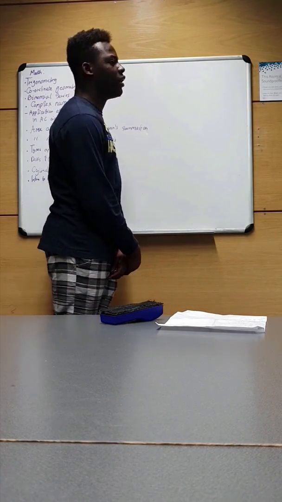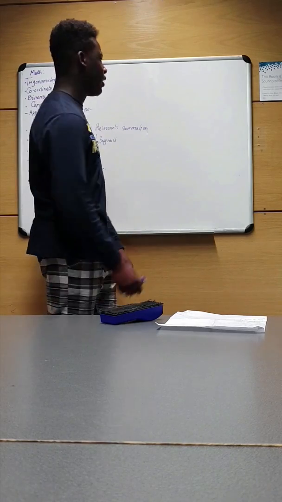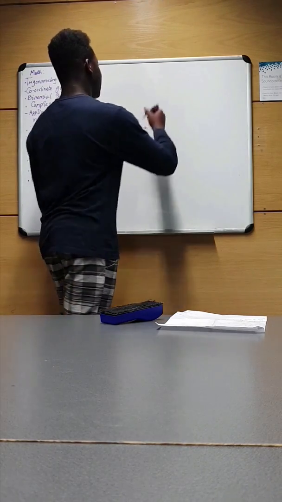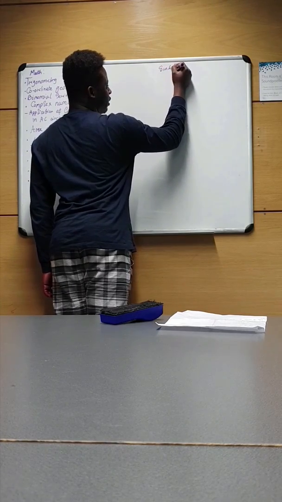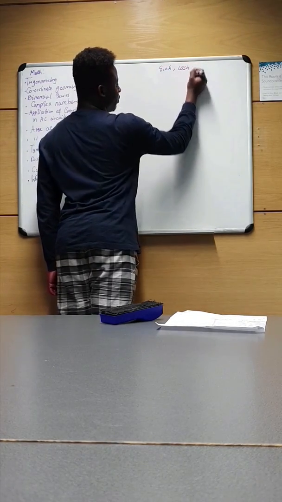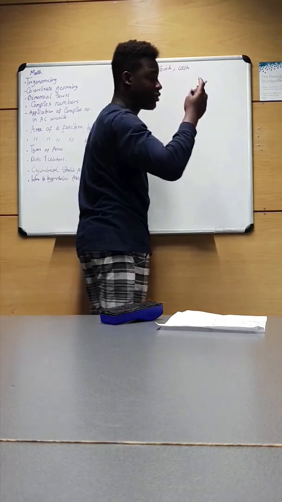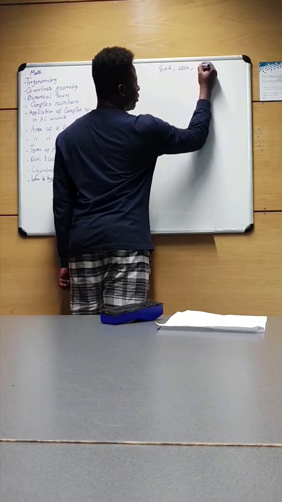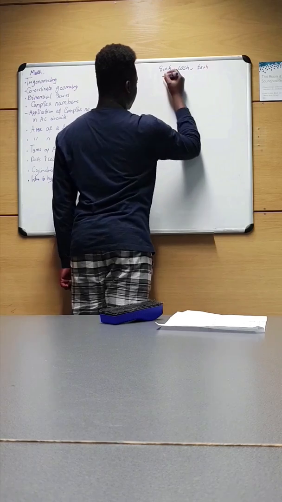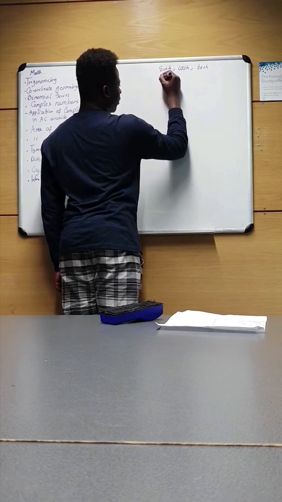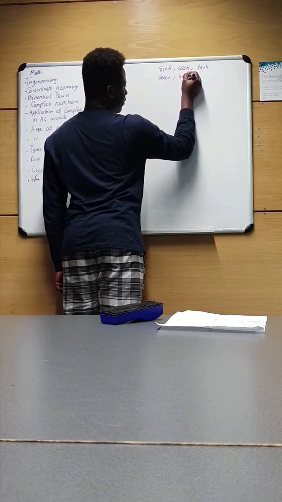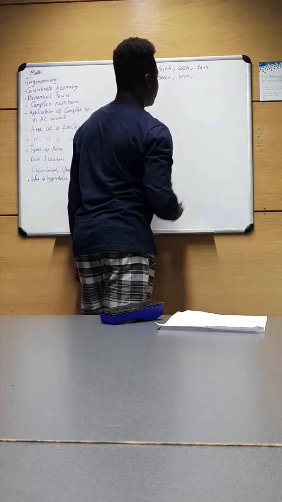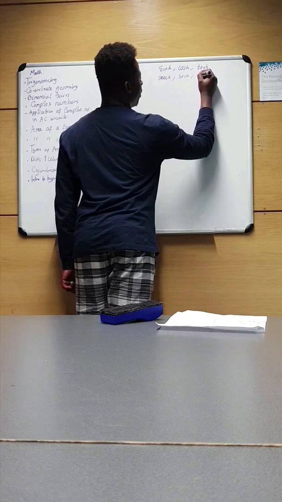So you have things like hyperbolic sine, written as sinh, hyperbolic cosine, hyperbolic tangent, hyperbolic cosec, hyperbolic sec, hyperbolic cot.